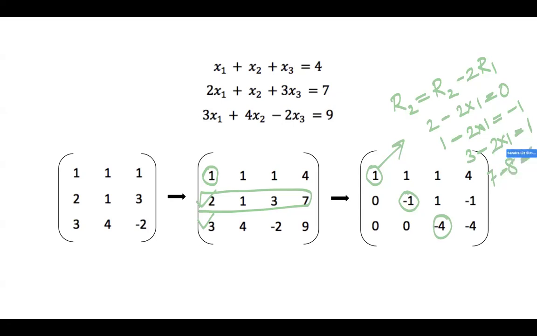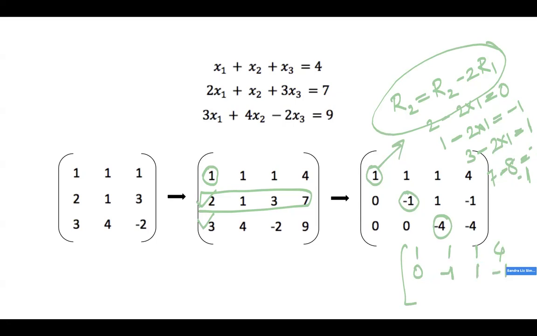That is minus 1. So after this row operation, what will happen? You will be getting a matrix like this. After doing this, you will be getting 1, 1, 1, 4. Then it will be 0, minus 1, 1, minus 1, 3, 4, minus 2, 9. So this became 0. Now the same thing you have to make, and you have to make this 0.